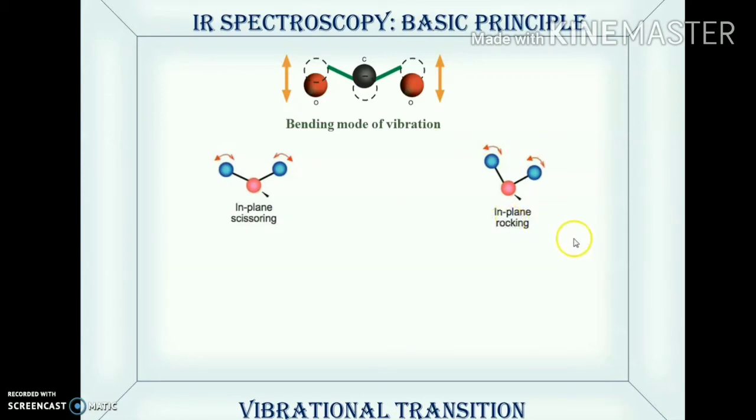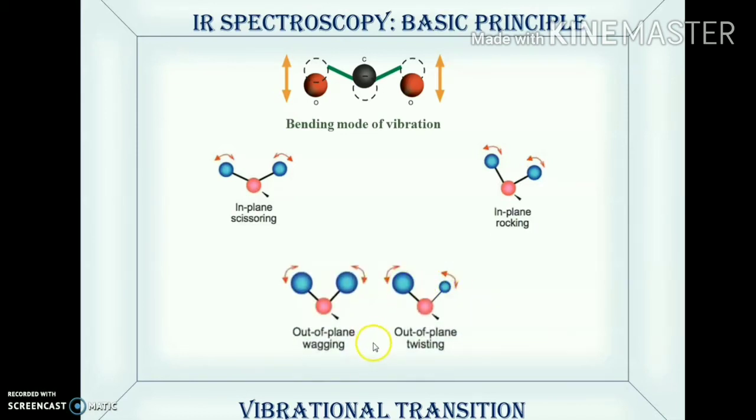Another type of bending mode of vibration is the out of plane. Out of plane, again with reference to the plane of the central atom. Now when those two atoms attached to the central atom are moving in the same plane simultaneously, and then moving out of the plane simultaneously, means they are synchronized with one another. Once they move in the plane and then they move out of the plane. So when they do it simultaneously, that is called wagging type of motion, and it is out of plane wagging.